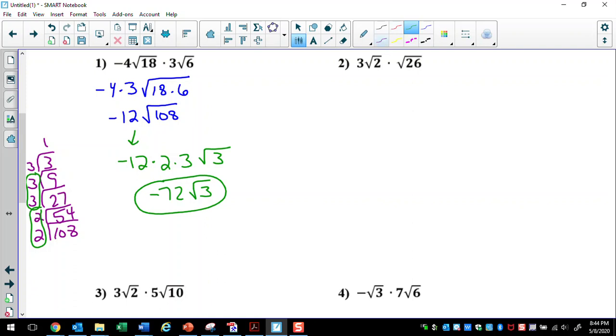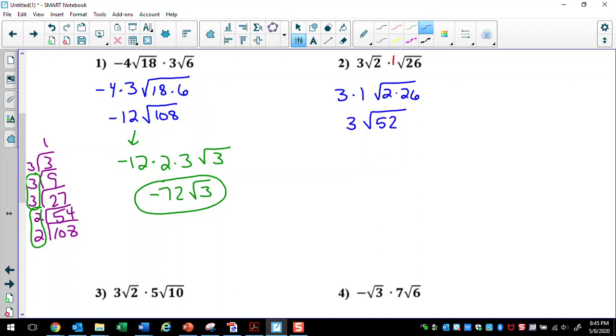Alright, let's come over to this one. So on this one, I actually don't have a coefficient here. So remember that missing coefficient's just a 1. So what I'm really looking at is I've got my 3 times 1. And then underneath, I've got 2 times 26. So I get 3. And then I can go to my calculator, and 2 times 26 is 52.